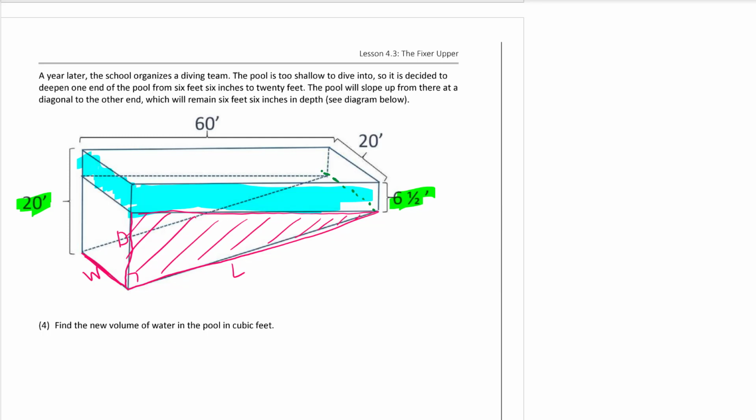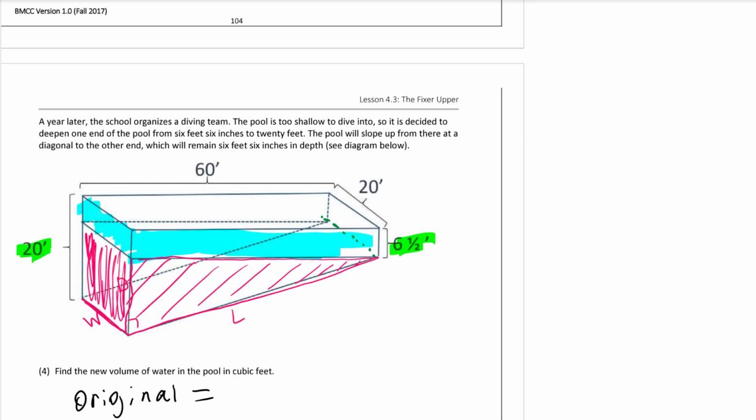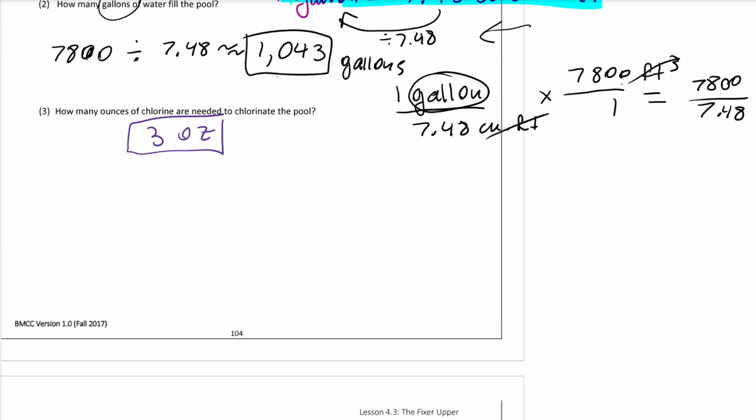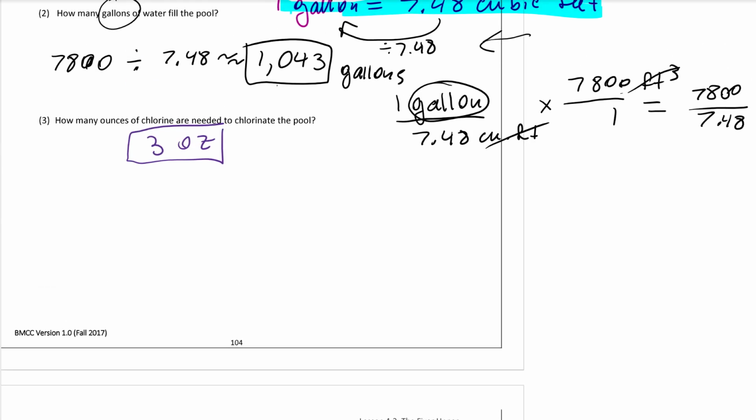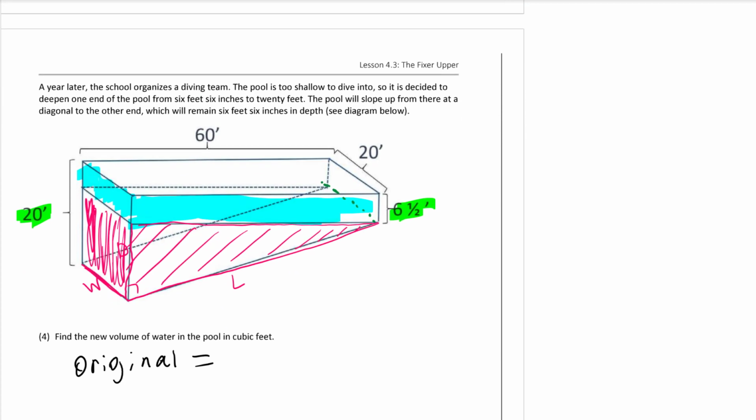So once you add another dimension right here, that becomes a triangle, kind of like a prism, which is a 3-dimensional thing. To figure out how much volume it is, we can look at the original one, right? This original box, which equals what? We got it right here. It's 7,800 square feet.